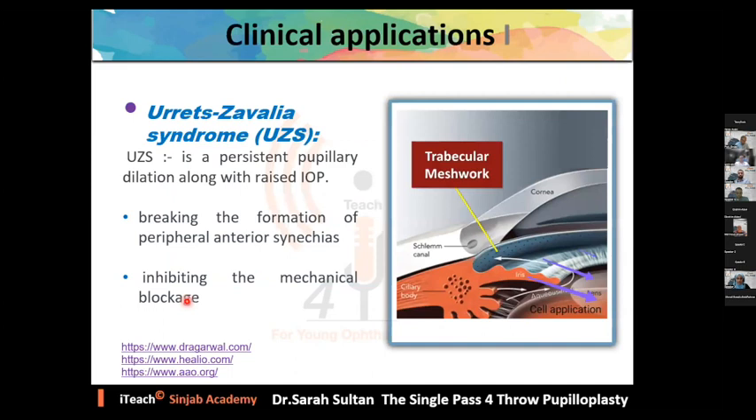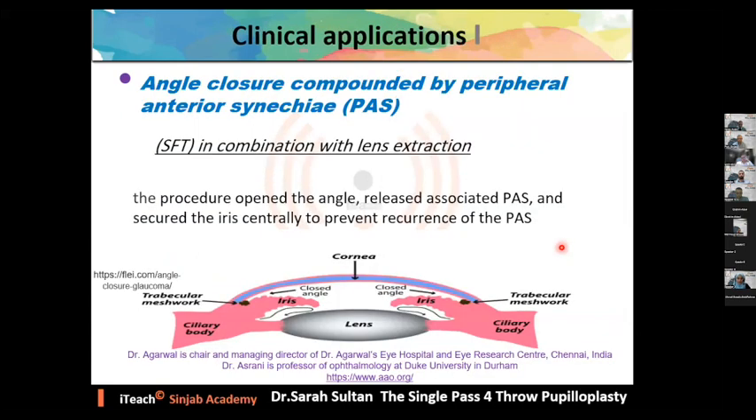Clinical application in Urrets-Zavalia syndrome. Urrets-Zavalia syndrome is a persistent pupillary dilation along with raised intraocular pressure. As SFT pulls the iris tissue, it allows the aqueous to move freely to the trabecular meshwork, breaking the formation of peripheral anterior synechiae, inhibiting the mechanical blockage, and preventing secondary angle closure glaucoma. It is also effective in selected cases of angle closure glaucoma.